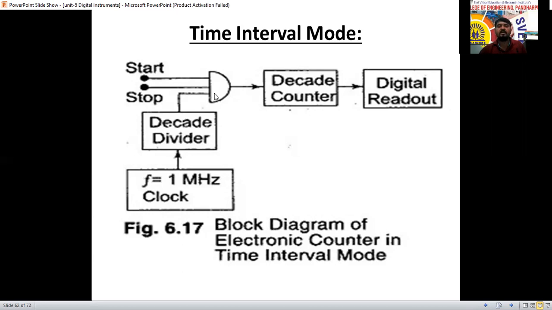See here, three inputs are there. Here we are using one decade divider, and again the frequency. We have used a start and stop signal here. Start is nothing but giving the signal to the AND gate, and stop is nothing but stopping the AND gate signal. Again it is going to count and read out here.